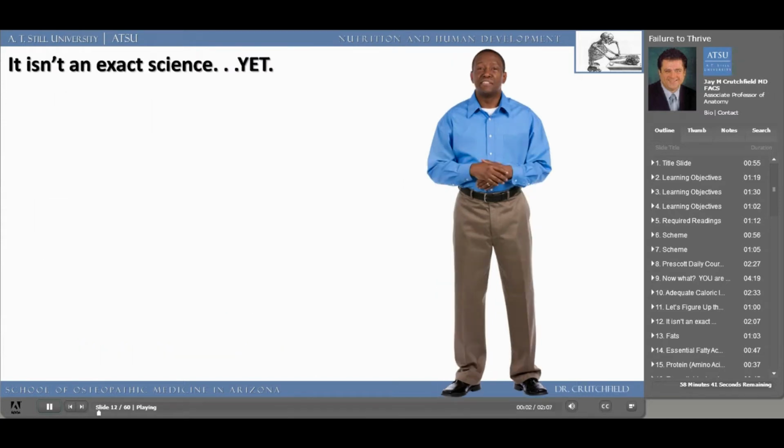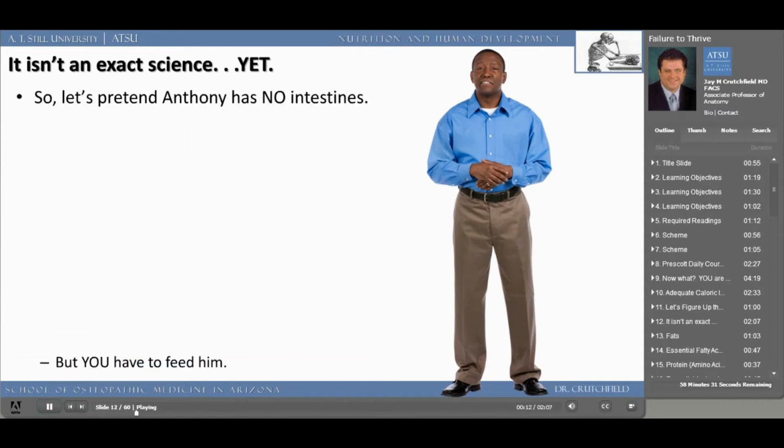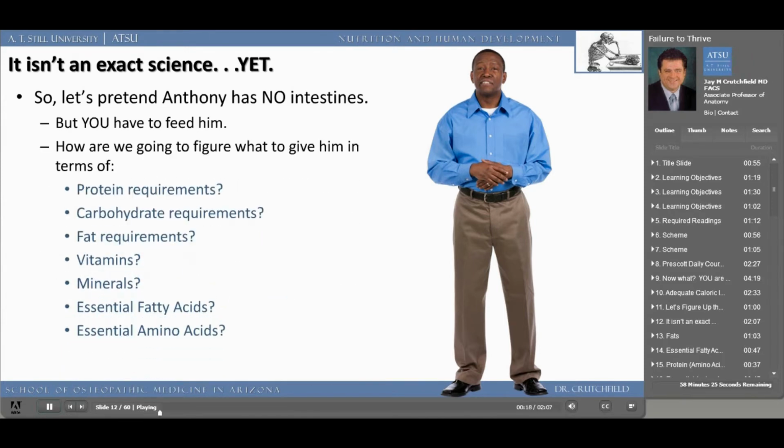Now let's make it a little tougher. Instead of using my patient Judy Gustafson, let's talk about Anthony and assume that Anthony has no intestines either. But you got to feed him, or otherwise he's just going to die. So how are we going to figure out what he needs in terms of his protein requirements, his carbohydrate requirements, and his fats? Because in reality, everything you eat is made up of protein, carbohydrates, or fats.